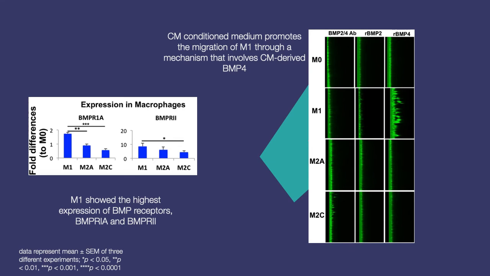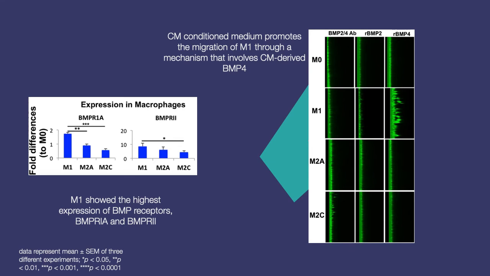With addition of the recombinant BMP2, you don't get a recovery in any of the migratory tracts. However, with the addition of recombinant BMP4, you do get recruitment of the M1 subtype. And these results demonstrate that cardiomyocyte conditioned media promotes the migration of M1 through a mechanism that involves, at least in part, cardiomyocyte derived BMP4.